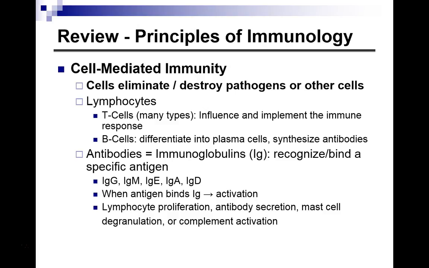Antibodies are immunoglobulins. They are proteins which can recognize or bind to a very specific antigen, and they come in 5 flavors: IgG, IgM, IgE, IgA, and IgD. And when an antigen binds to an immunoglobulin, this activates the immunoglobulin. This sets a whole immunologic cascade into action, whereby lymphocytes proliferate, antibodies are secreted, mast cells degranulate, or complement can be activated.